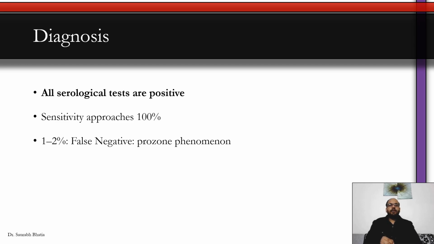In secondary syphilis, all serological tests are positive. So patient might not be having any clinical lesion, but this serological test will be positive. The sensitivity of these tests now approaches 100%. So they are very sensitive in diagnosing the secondary stage. 1 to 2% of patients can have a false negative result because of prozone phenomena.